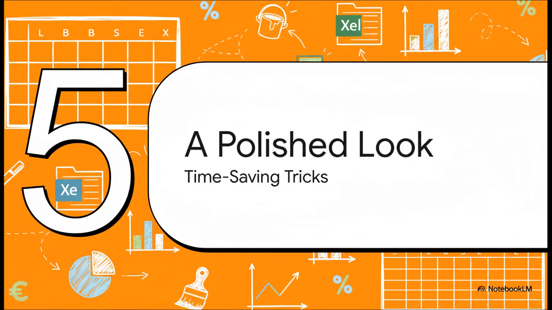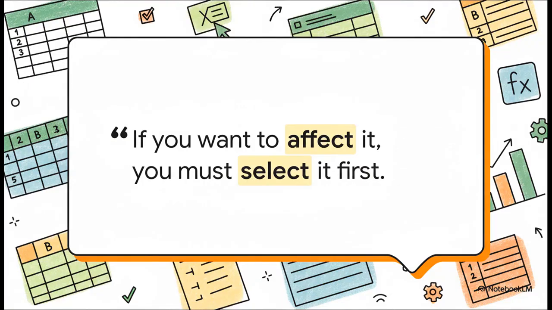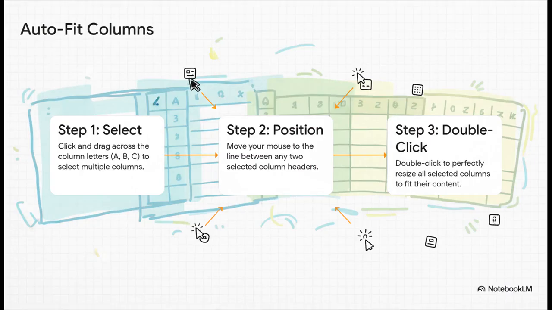Now for a couple of my favorite time-saving tricks. These are the things that will take your spreadsheet from just functional to looking really polished in just a few seconds. This right here. This is maybe the most important rule in all of Excel. You need to burn this in your brain. Before you can change anything, make it bold, change its color, resize it, you have to select it first. If you want to affect it, you must select it. And here is that rule in action.